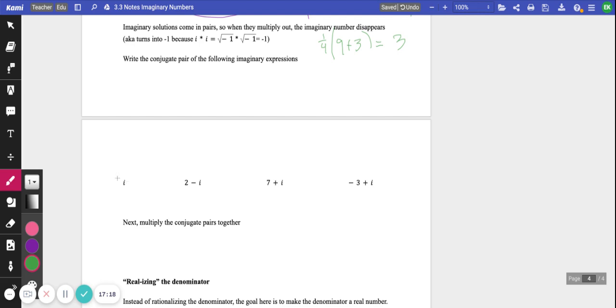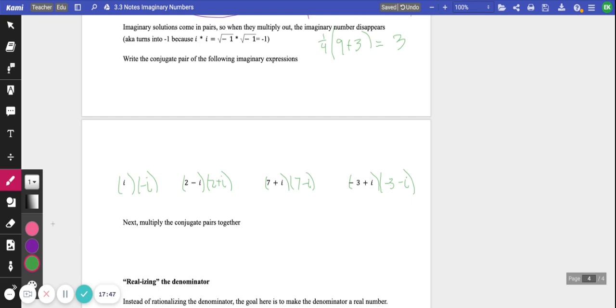So if you have a positive i, the opposite of that will be negative i. Here we have 2 minus i, so the conjugate of this will be 2 plus i. You just change the sign in the middle. So here I have 7i. That conjugate is 7 minus i. Here I have negative 3 plus i. Then it'll be negative 3 minus i. The sign of the first number doesn't matter. It's only the sign of the second.